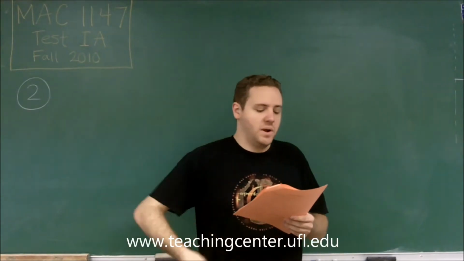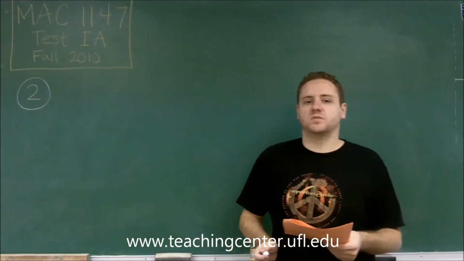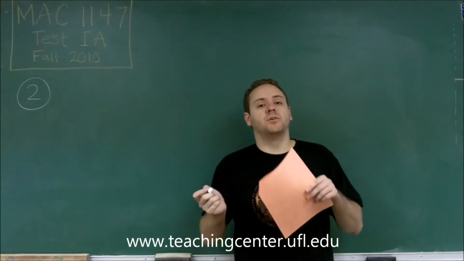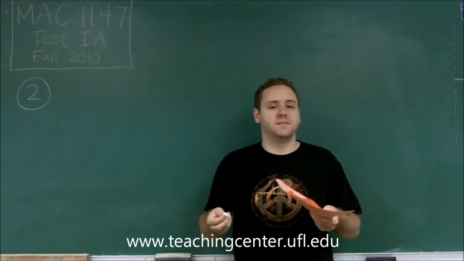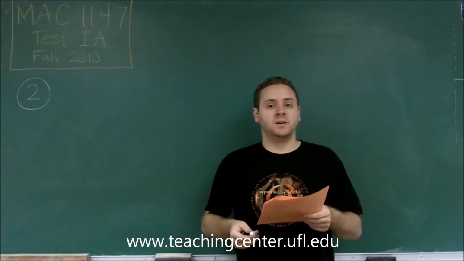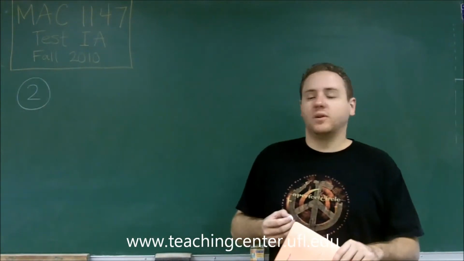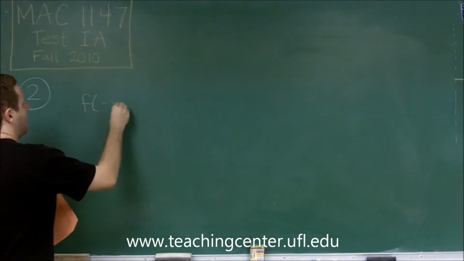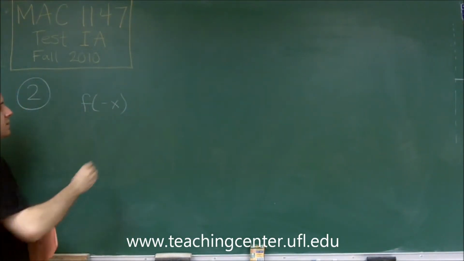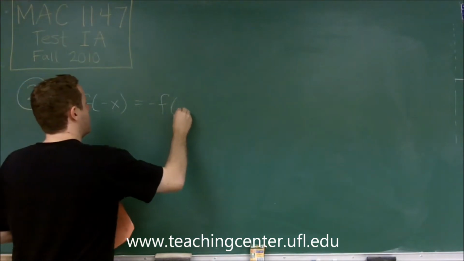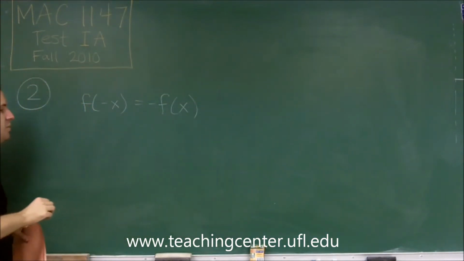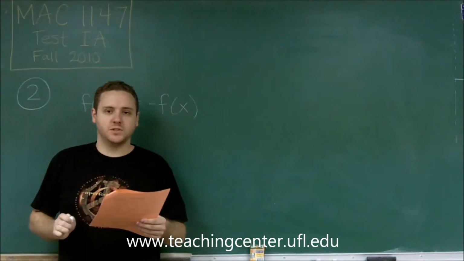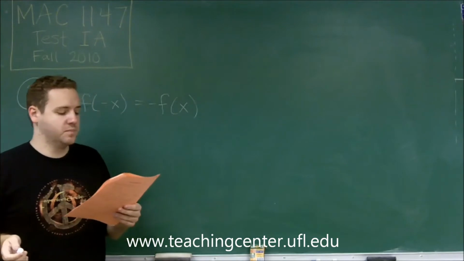Problem number 2, we're asked which of the following graphs is symmetric with respect to the origin. So remember that origin symmetry is the other way of saying if something is an odd function. And remember that for an odd function, what that means is if you plug in f of negative x, you have to get negative f of x. So if you plug in an opposite value for x, you have to get the opposite value for y. So that's what we're going to be looking for here.